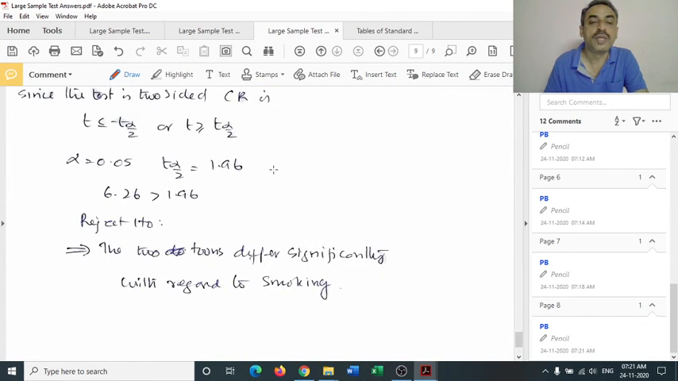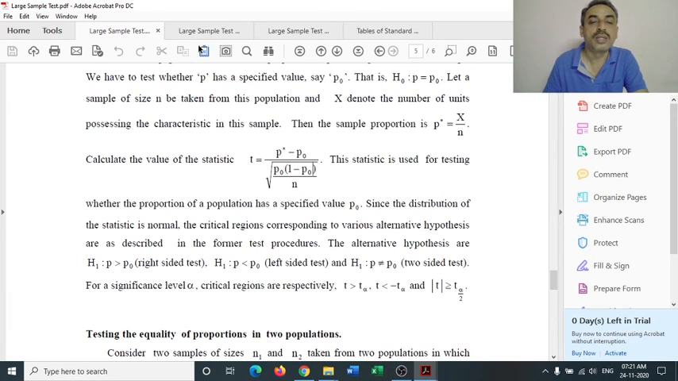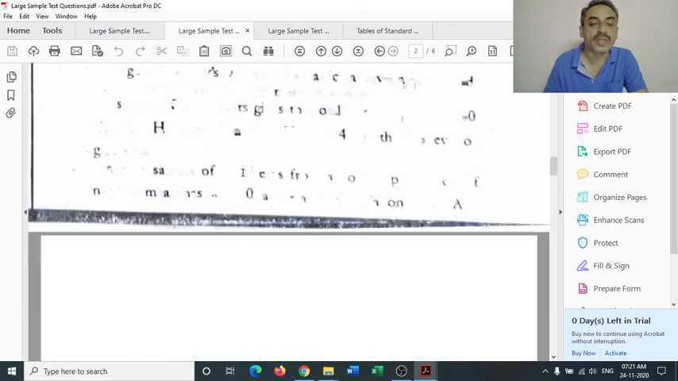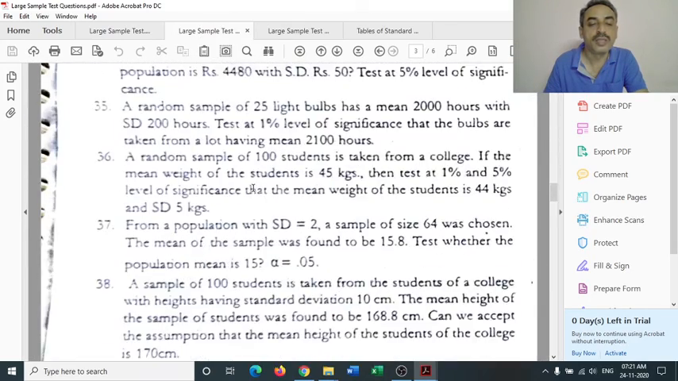So these are the various questions related to large sample tests, the four test procedures in large sample tests. We have more examples in this section again. Try to answer them yourself.